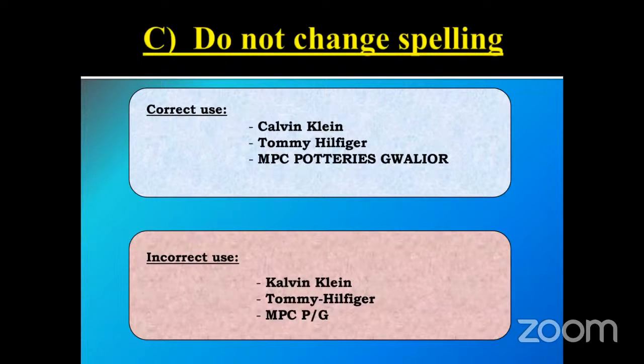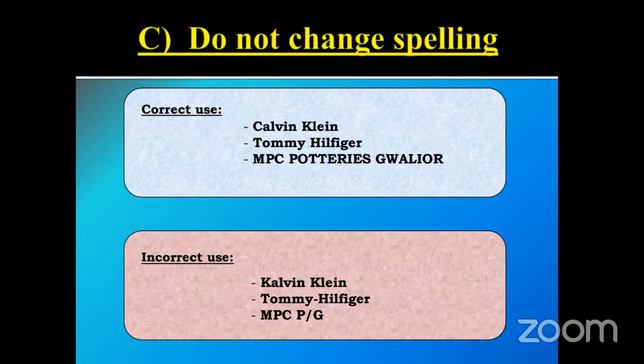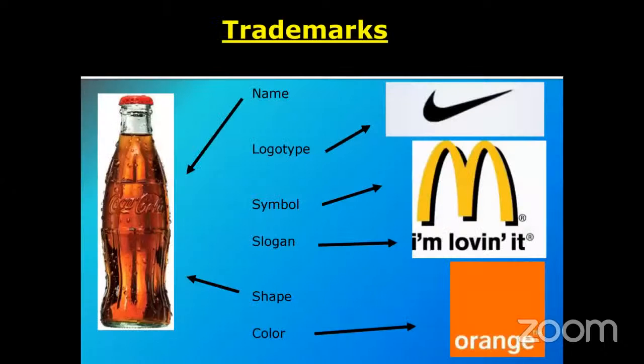Then you can see Calvin Klein, Tommy Hilfiger. These are various trademarks. You can see the name: Coca-Cola, it is the name, it is the trademark. You can see that logo type, it is also a trademark. McDonald's symbol, you can see the slogan, I'm loving it, that is also a trademark. Shape is also a trademark, see the shape of the bottle. Color, that orange TM, is also a trademark. So a trademark may be a name, a logo type, a symbol, a slogan, a shape, or a color.